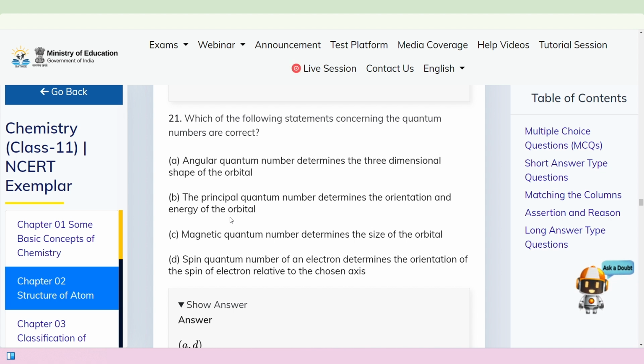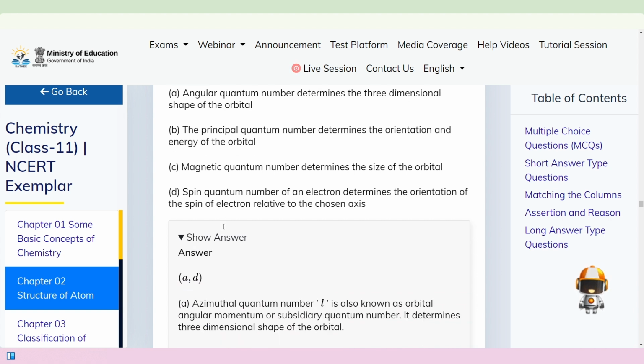What about option D? Option D says that the spin quantum number of an electron determines the orientation and the spin of the electron relative to the chosen axis. So it is correct. It determines the orientation. It is not talking about the orientation of the orbital. It is talking about the orientation of the electron. Clear? Okay. So A and D are the correct options.